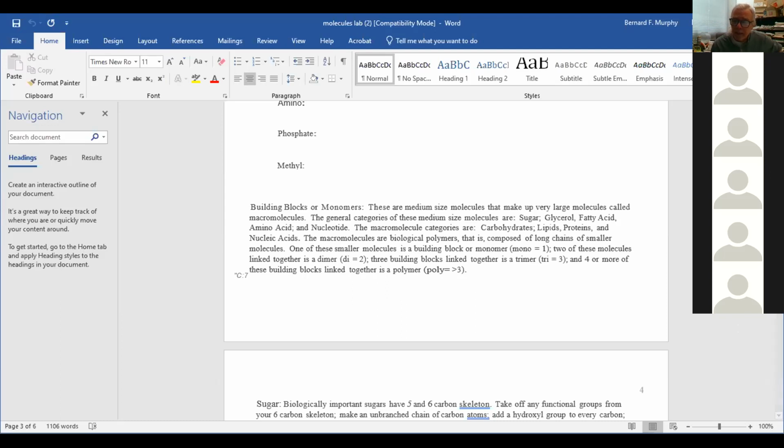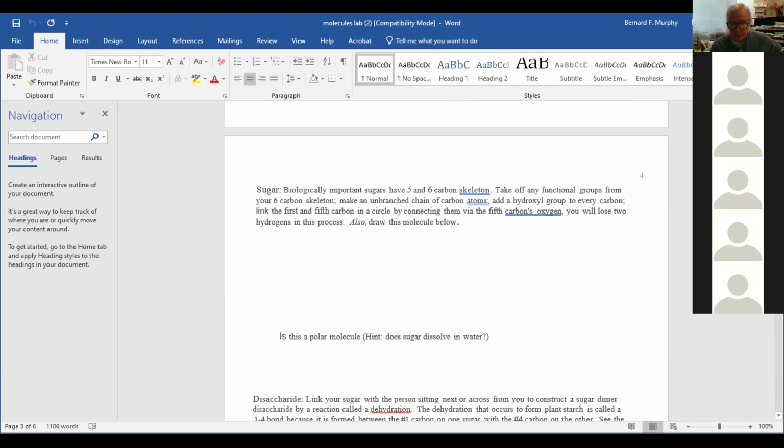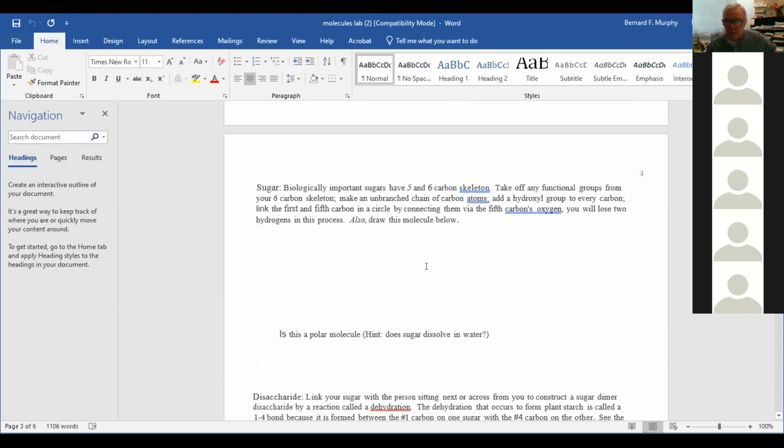Okay, so the first monomer we're going to look at is sugar. Biologically important sugars have 5 and 6 carbon skeletons. That's why I would have you make a 6 carbon skeleton, because we're going to make a sugar.